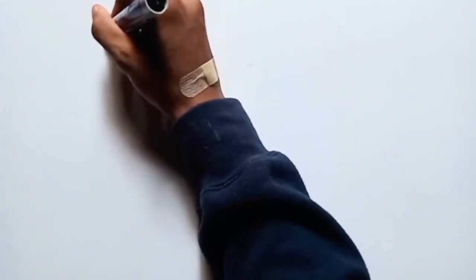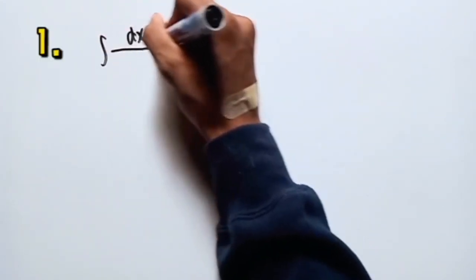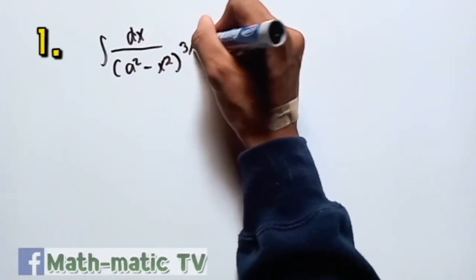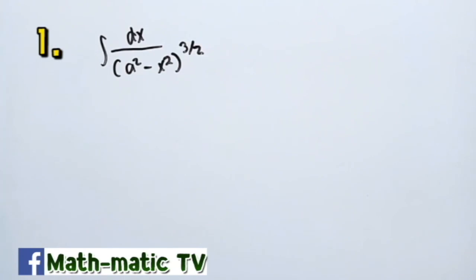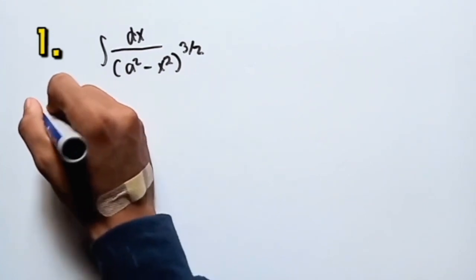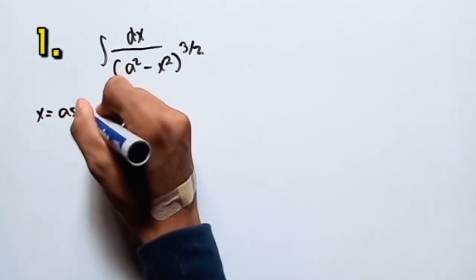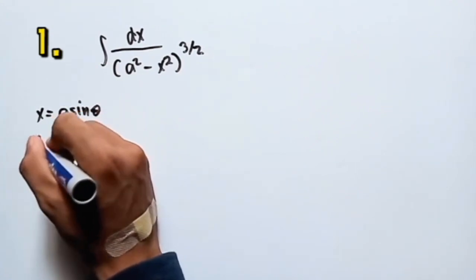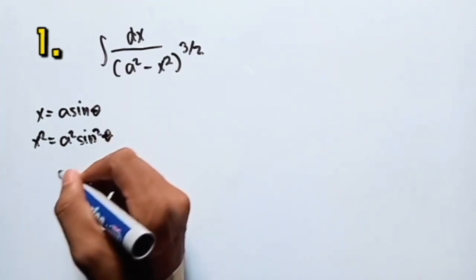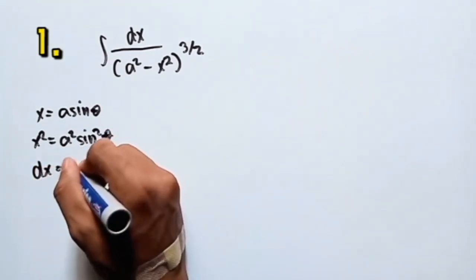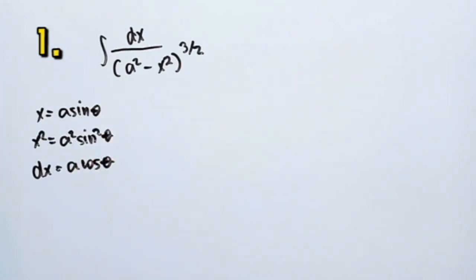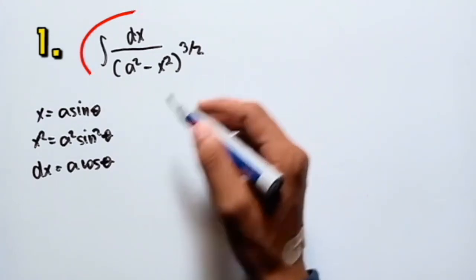So I will integrate dx over a squared minus x squared raised to 3 halves. Notice that this looks like a sine theta substitution, therefore I will put x equal to a sine theta. x squared is equal to a squared sine squared theta, and dx is equal to a times the derivative of sine theta, which is cosine theta. Now I'll plug in this value into the integral.